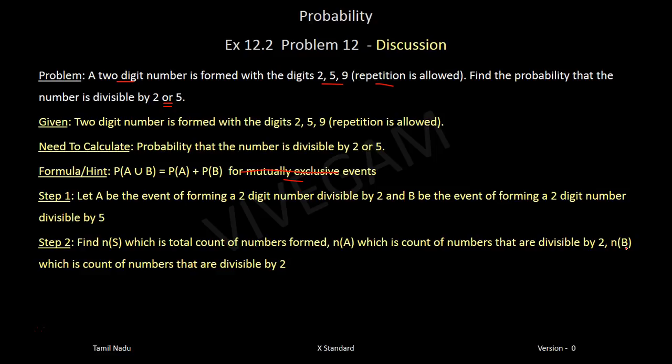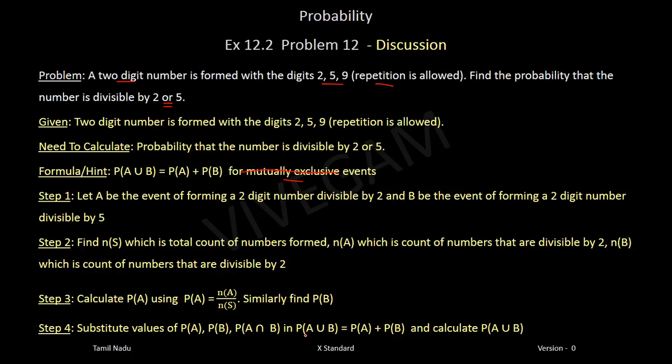So the first step is, with the 3 digits, form all possible numbers. Then, from those numbers, select the ones divisible by 2, that is set A, and from that find n of A. Then select the numbers divisible by 5, which are elements of set B, and find n of B. Then you can calculate the probability of A, which is n of A over n of S, calculated in step 2. Similarly, we can do it for event B. Once we know this, substitute those values in the formula and calculate the probability of A union B, that is, the probability of A or B.